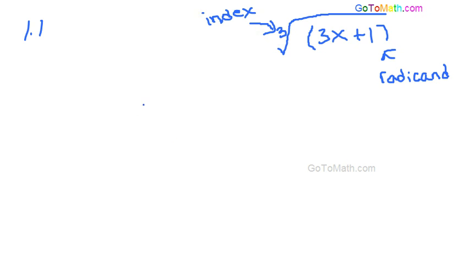Now what's important is the definition of like radicals. Like radicals are radicals that have the same index and the same radicand. Okay, so that's going to be important here. Like radicals, radicals that have the same index number and the same radicand.